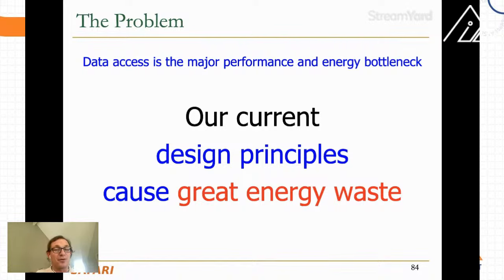Data access is a major performance and energy bottleneck today. We need to move the data from wherever it's generated, wherever it's stored, to particular processing units that are far away. As a result, we're causing great energy waste. And we're also causing performance loss because moving the data is not cheap in terms of latency and bandwidth. And we try very hard to overcome that performance loss. We make our systems extremely complex, both software and hardware.